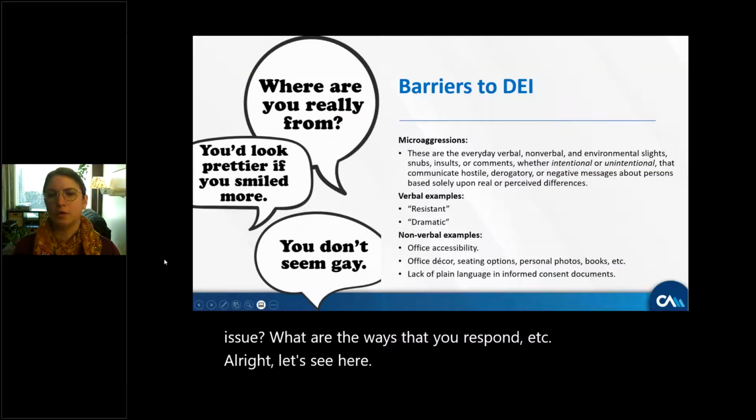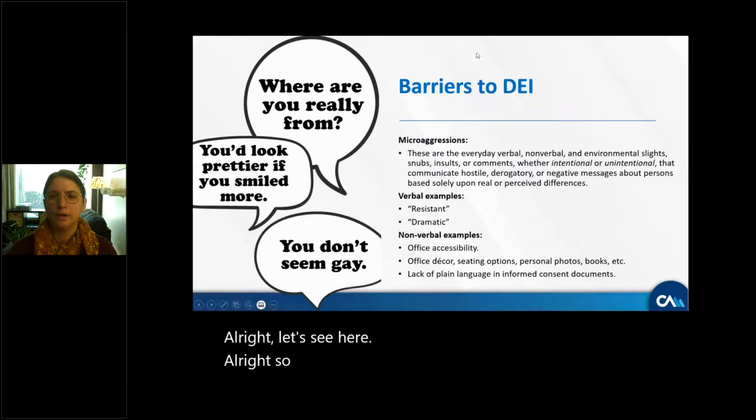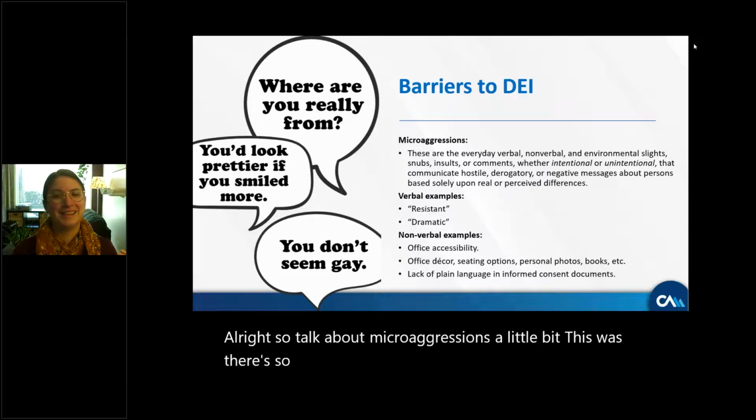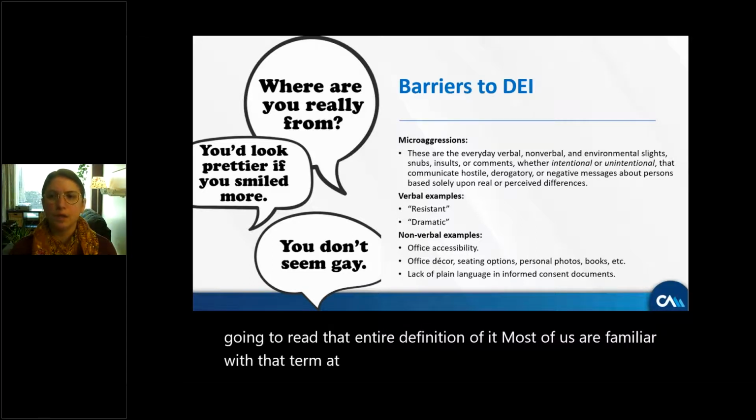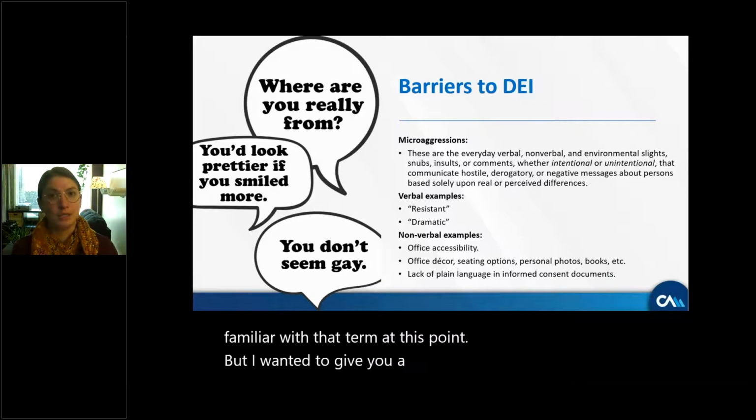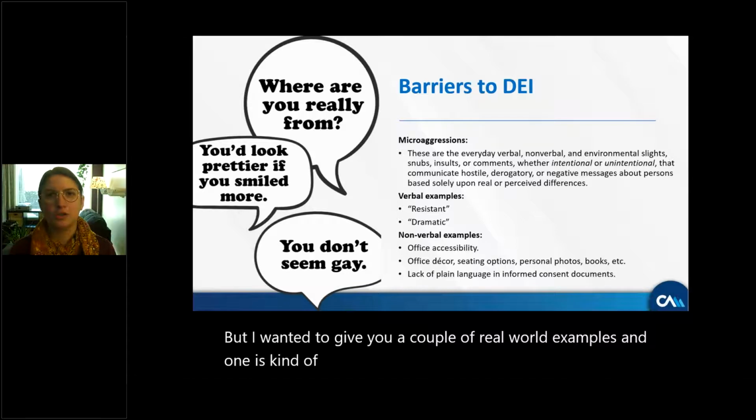All right, so talking about microaggressions a little bit. There are so many different ways this can show up. Again, I'm not going to read that entire definition of it. Most of us are familiar with that term at this point, but I wanted to give you a couple of real world examples. One is on a systemic, larger scale, and one is a direct interaction with someone.